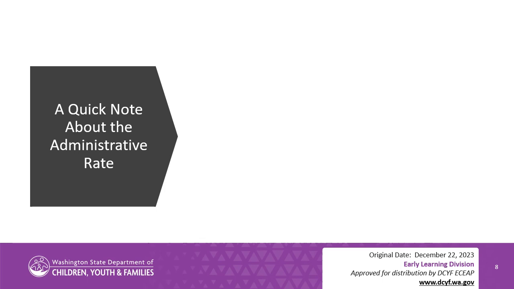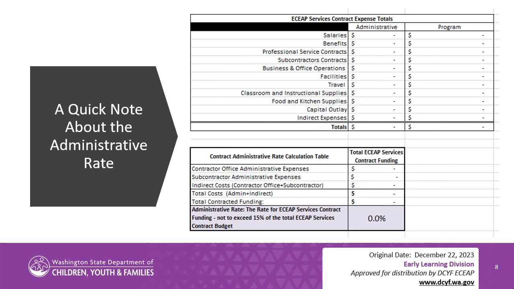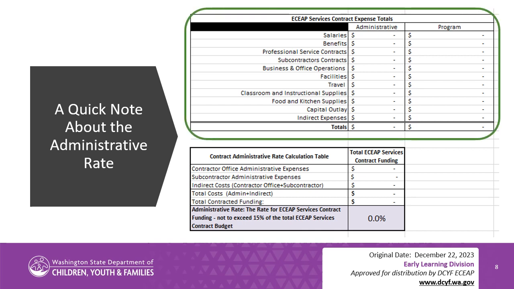At the bottom of the document and to the left are the two small tables I referred to earlier. Again, these should not require any additional editing by you. The first table totals all ECEAP services contract expenses. This table does not include any of the expenses associated with any of the other revenue sources you reported in the body of the budget. The second table combines all administrative and indirect costs as well as the total contracted ECEAP funding and then calculates the administrative rate percentage here. This rate must not exceed 15% of your organization's total ECEAP services contracted amount.